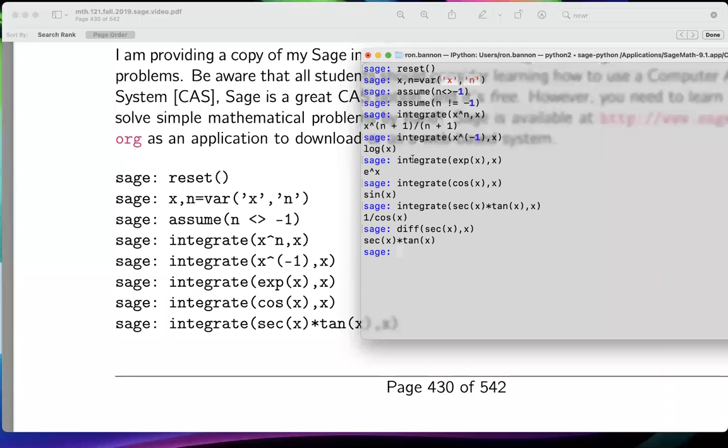All right. So that's about it. Just an introduction to using Sage, not just to differentiate, but to anti-differentiate. All right. And the Sage command there is integrate for anti-differentiate.